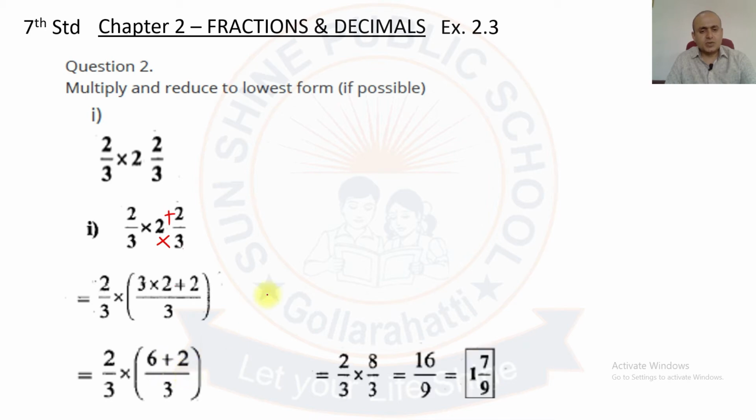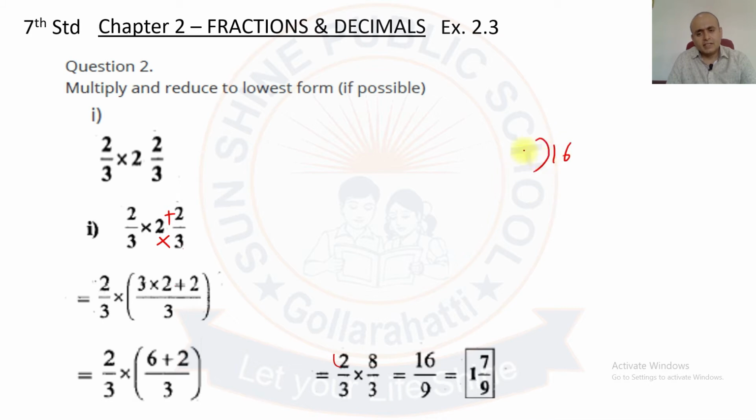That is 6 plus 2 is 8. Therefore 2 by 3 into 8 by 3, and multiply the numerator to numerator and denominator by denominator. That is 2 8s are 16 and 3 3s are 9. 16 by 9 is an improper fraction.